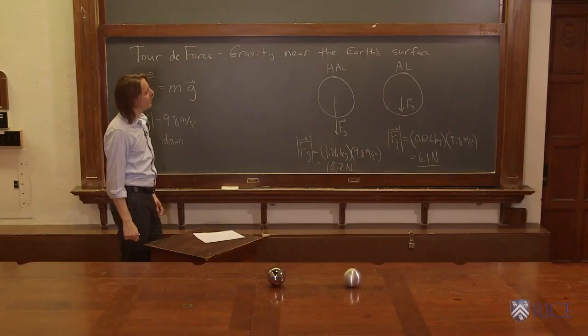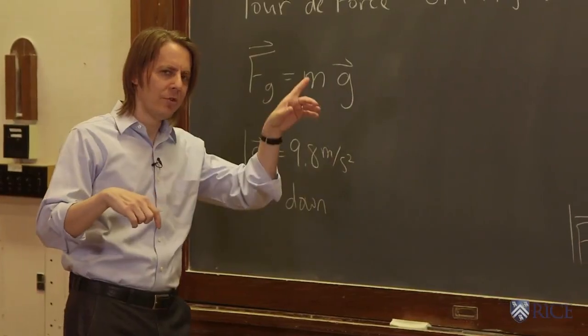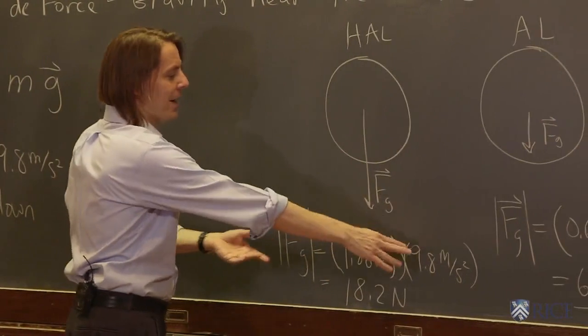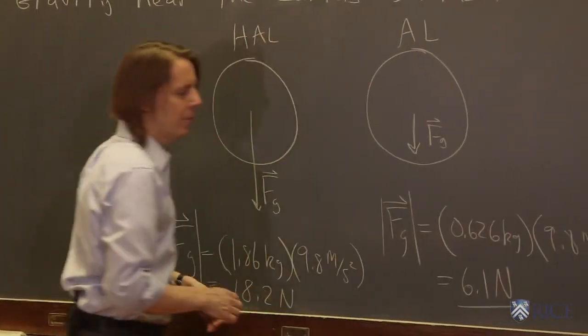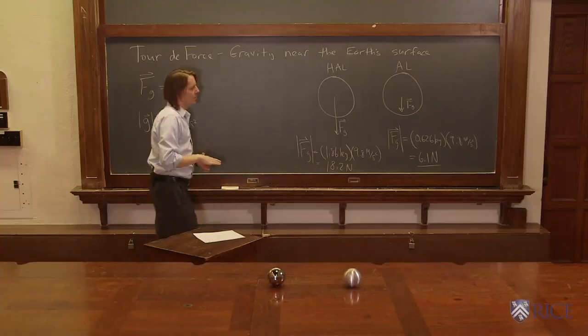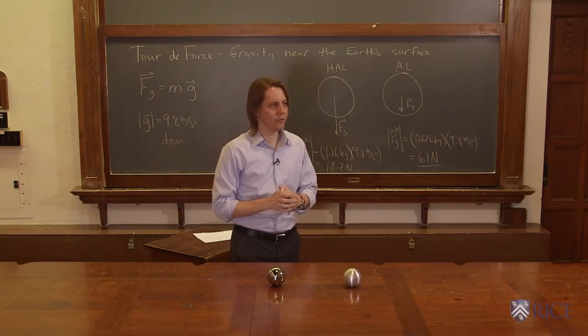And you may say, now wait a minute, HAL experienced a larger force. Shouldn't it have fallen faster? The answer is no, it also has a larger mass. So when you divide the force by the mass, you get back to them having the same acceleration. So that's what was happening in that example when they both dropped: they both felt that force.